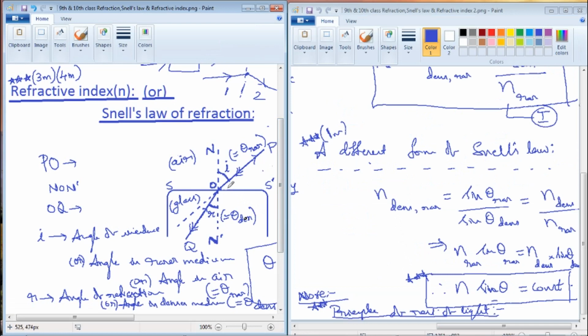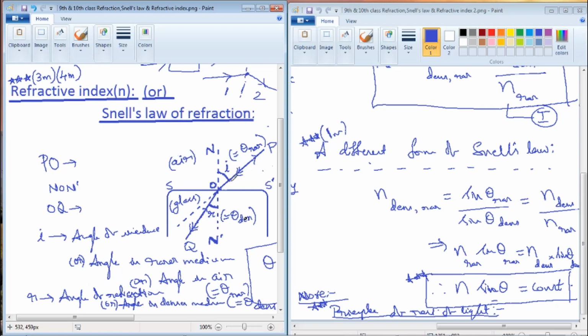Another important thing here: from the principle of reversibility of light, the path taken by a light ray between the two points P and Q is completely reversible. If the light ray goes from P to Q along the path PO to Q, then it can exactly take back the same path in the reverse direction, that is QO to OP. That's the important thing here.